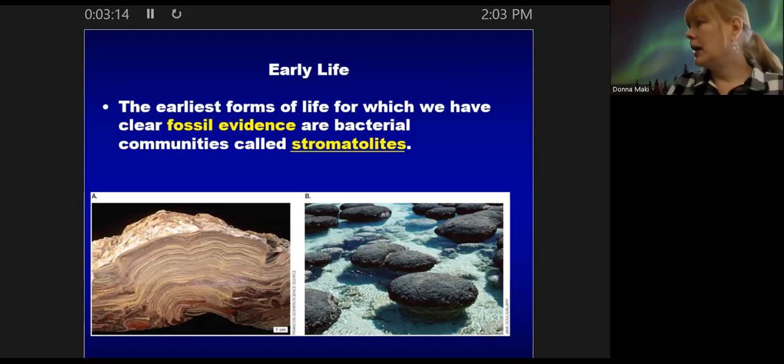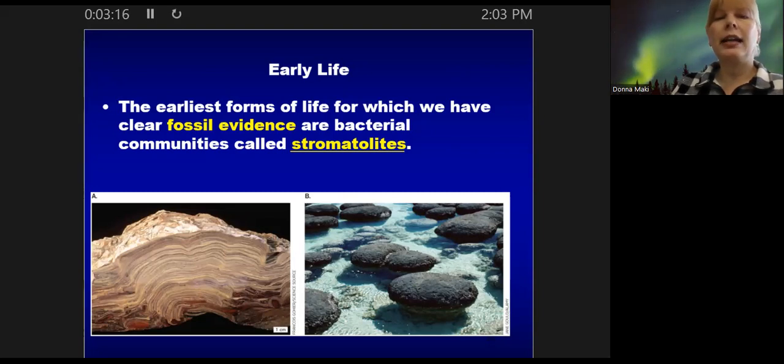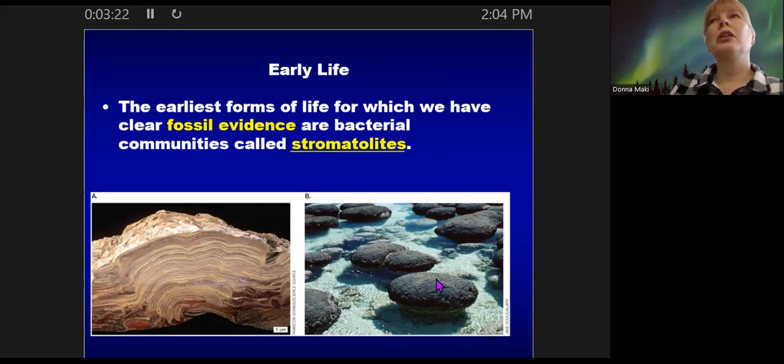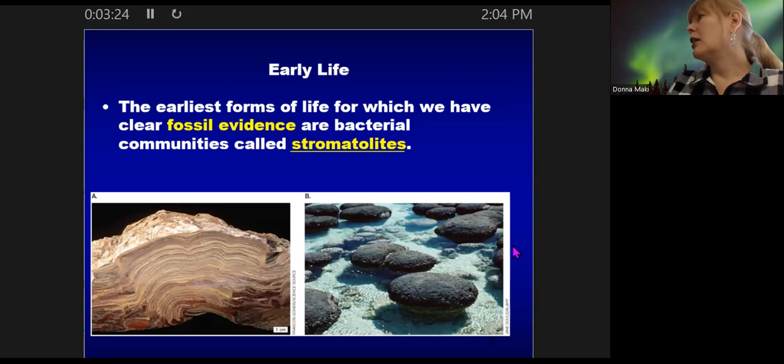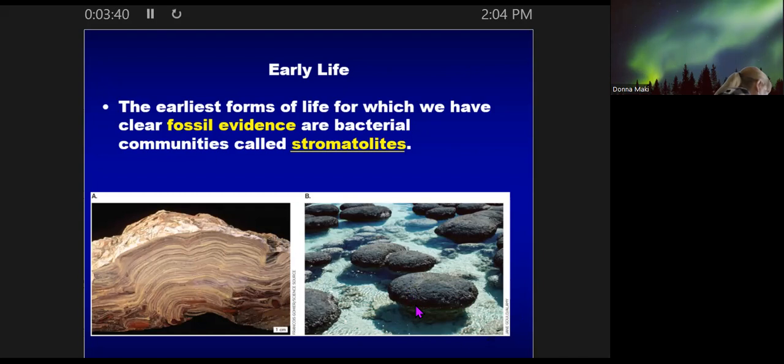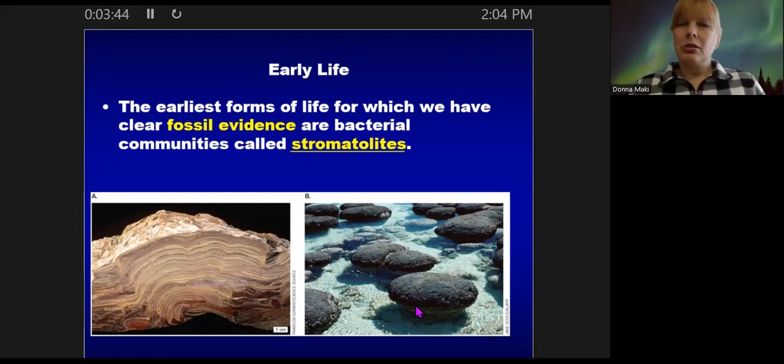So this bottom right picture that you're looking at here is actually in the shallows of the ocean. I think this is off the coast of Australia. And you can walk amongst those. They can vary in size from small to fairly large. They just kind of look like weird rocks, but really they're layers of microbes. And most of the microbes in there are cyanobacteria.